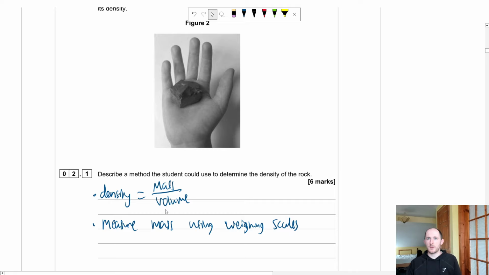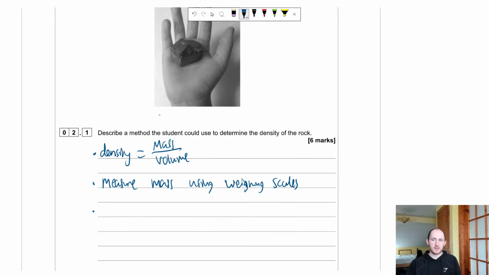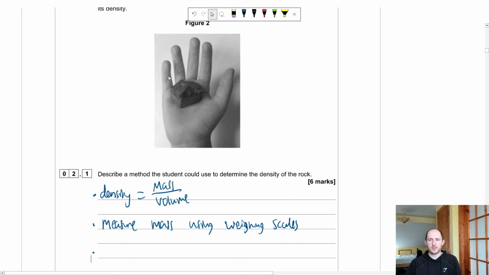Now, volume is an interesting one because some students might say you just measure the dimensions and times it, but look at the rock. It's a weird shape. So they're trying to get you, and especially because it's 6 marks, trying to get you to say, well, how do you measure the volume of something that is irregular? That's a weird shape.